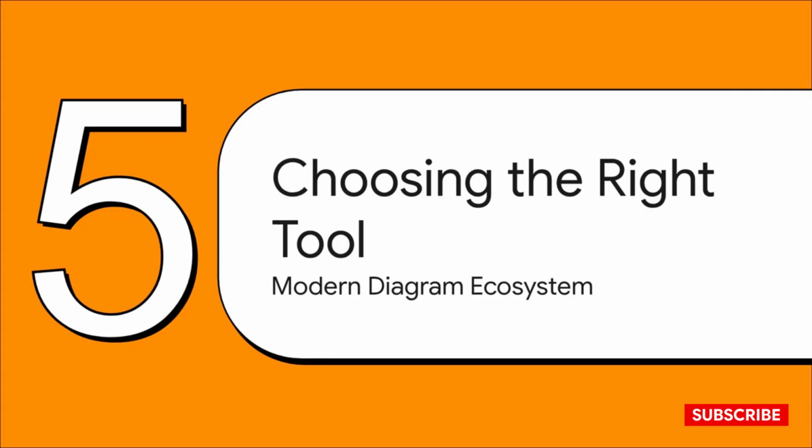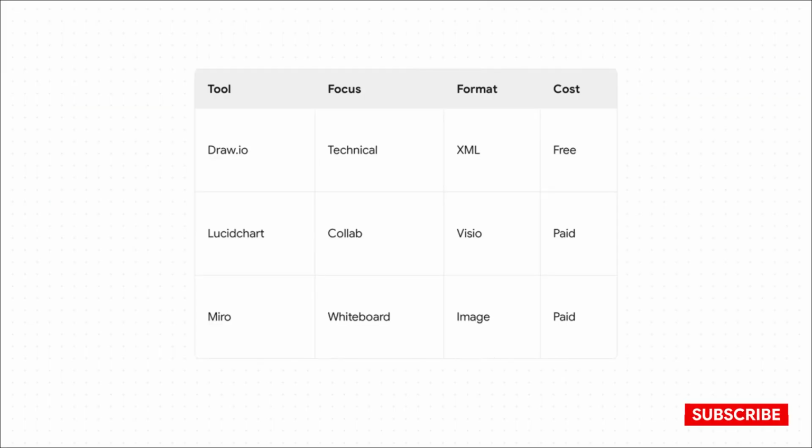Now that we know how to build a flawless flowchart, where exactly should we build it? Let's move into Section 5, choosing the right tool in the modern diagramming ecosystem. Our sources break down 3 absolute heavyweights in the modern software landscape, and they actually serve very different purposes. Draw.io is free, highly technical, and outputs in an open XML format. It's basically an engineer's dream.